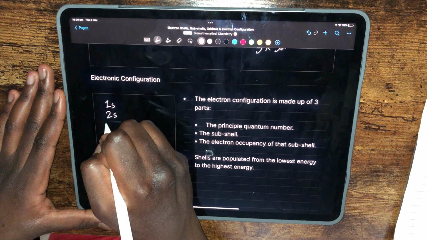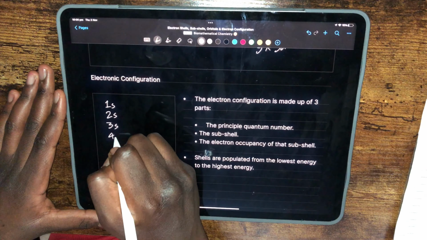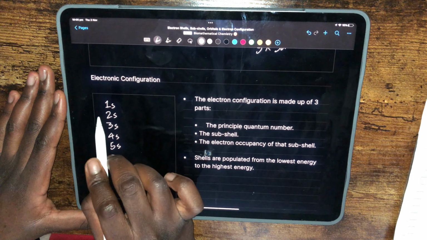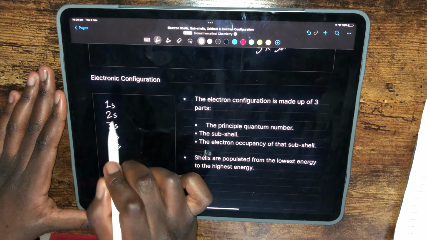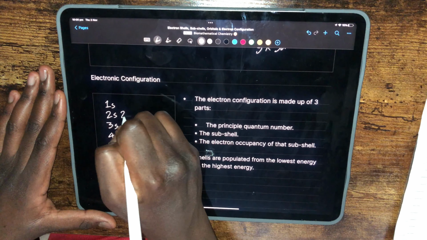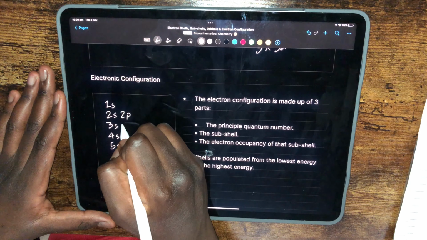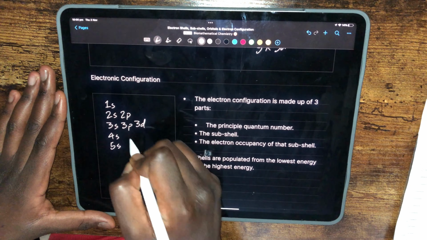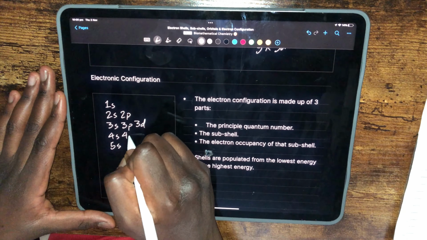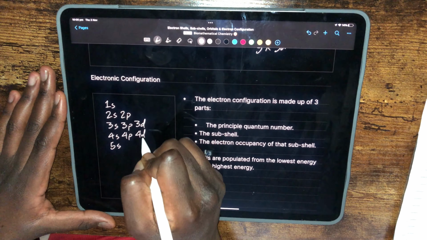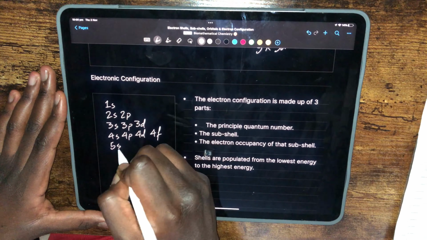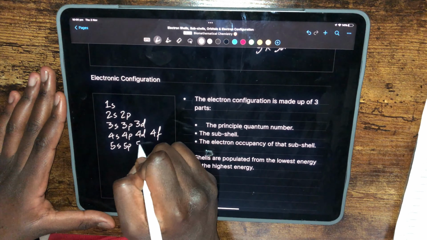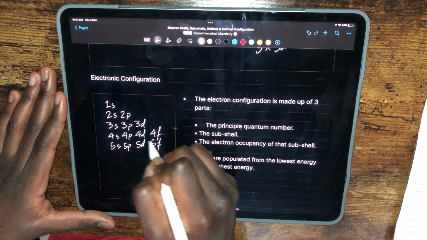You write in a row: 1s, 2s, 3s, 4s. Let's say you have 5 energy levels. The first shell is only going to have a 1s. The second energy level is going to have a 2s and a 2p. The third energy level is going to have a 3s, a 3p, and a 3d orbital. And 4s, you can see the pattern going here, having a 4p, a 4d, and a 4f. The same principle applies here: 5p, 5d, and a 5f, and f is the maximum.